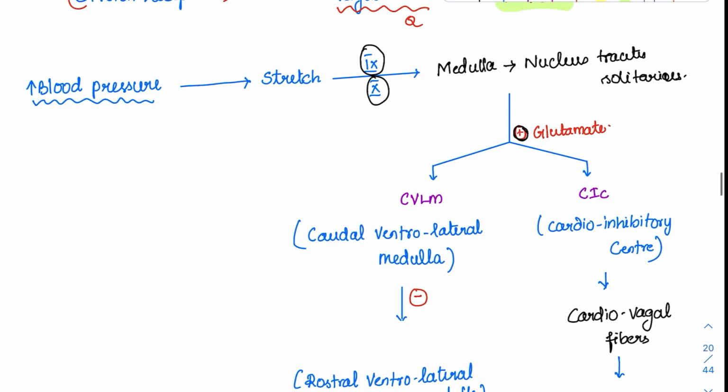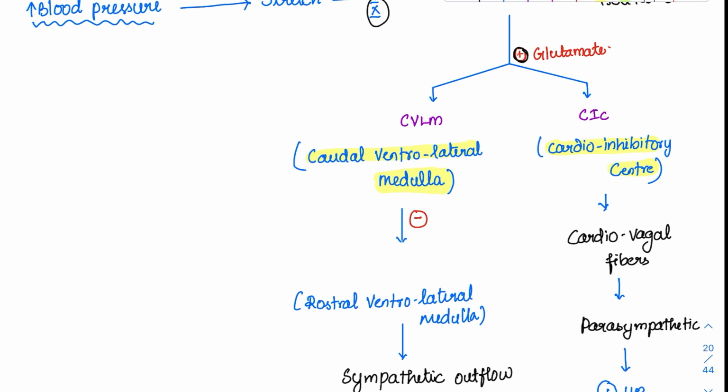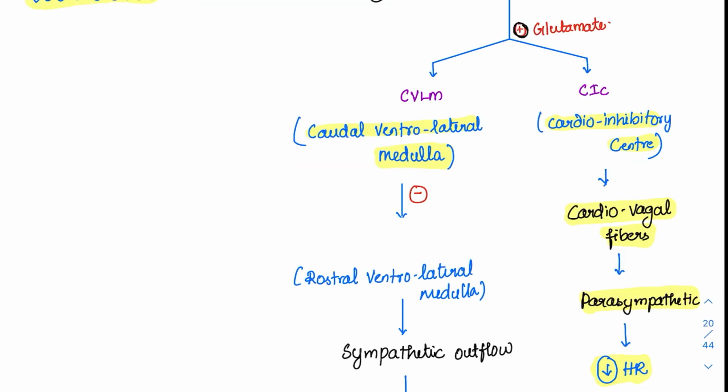What is the CVLM? It is the caudal ventrolateral medulla. And what is the CIC? It is the cardio inhibitory center. So let's see what is happening with it. It is very easy to understand. The name itself says it is going to inhibit the cardiac activity. So it is going to give vagal fibers. And what is the function of vagus? It is parasympathetic in action, so it is going to reduce the heart rate. So whenever there is an increase in BP, it reduces my heart rate. So first thing, it has reduced my heart rate.